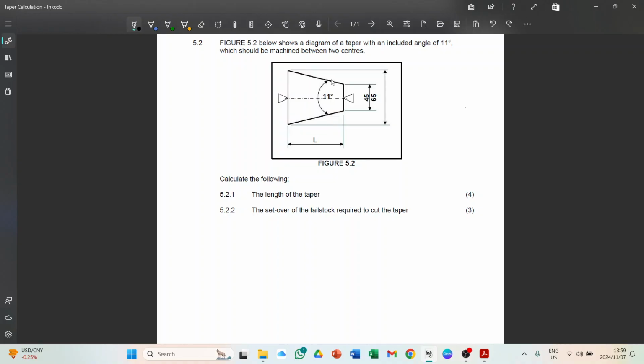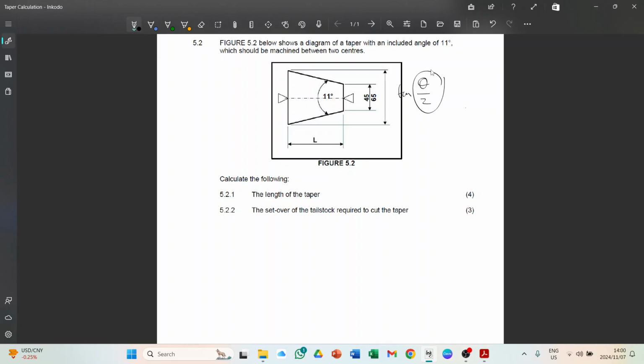So that means if you want to set your machine on the compound slide, you would set it on half of that. So that will be on 5.5 degrees, and then it will cut 11 degrees, and your workpiece will be at 11 degrees. So that's why the formula is always theta over 2, tan theta over 2, because this is the angle of your compound slide, what you set the machine at.